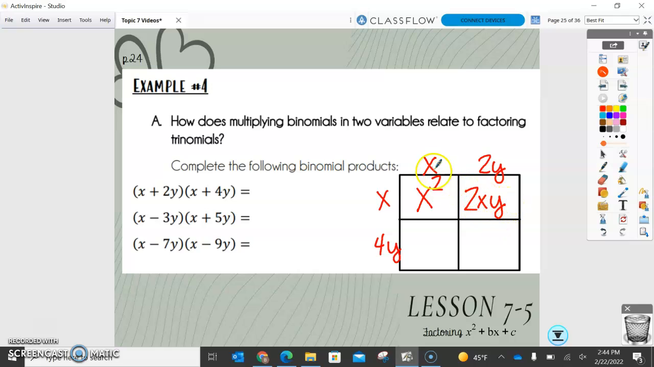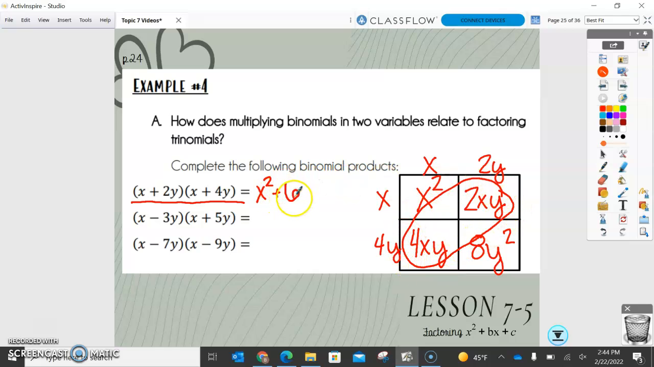If you put 2yx, that would also be okay. 4y times x is 4xy. And now 2 times 4 is 8. Numbers still follow the same multiplication rule. But y times y makes y squared. So since I was doing this first example here, my final standard form would be my x squared. I've got 2xy and 4xy, so I'll put those together, which gives me 6xy and 8y squared.